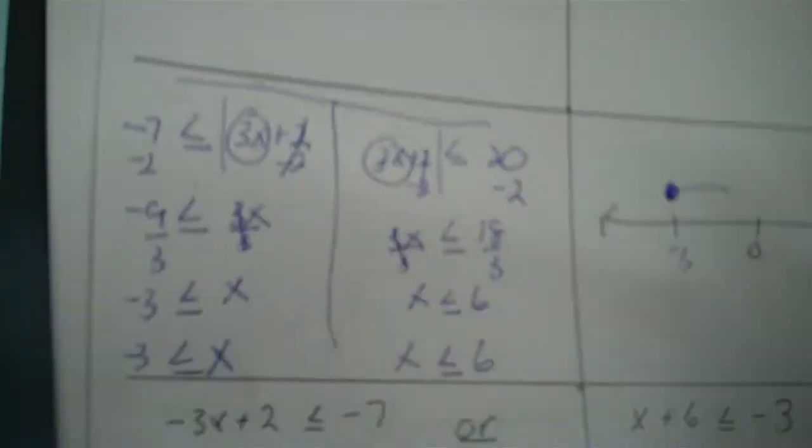Okay, it's opening towards the x here, so it's got to go this way. Here it's opening towards the number, so it goes back the other way. And then we just combine them. So x can be any number from here to here.